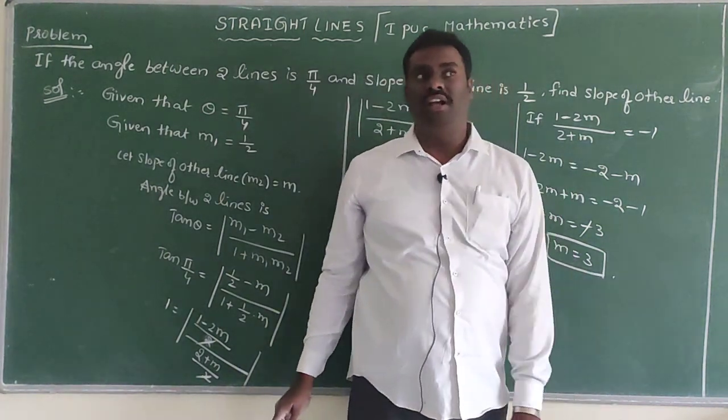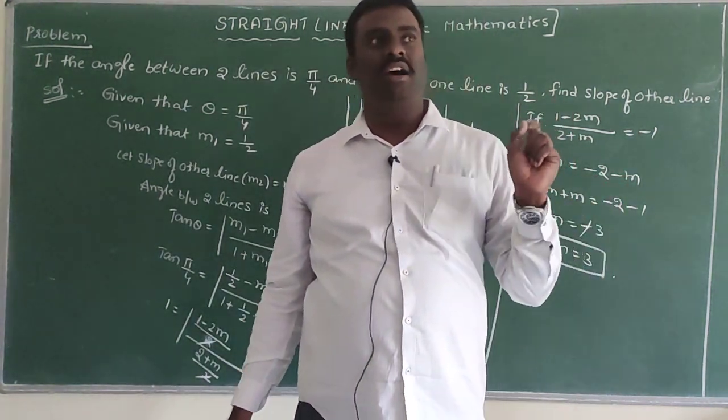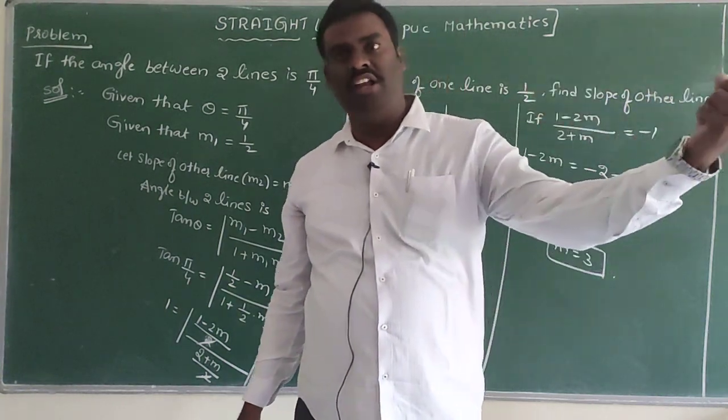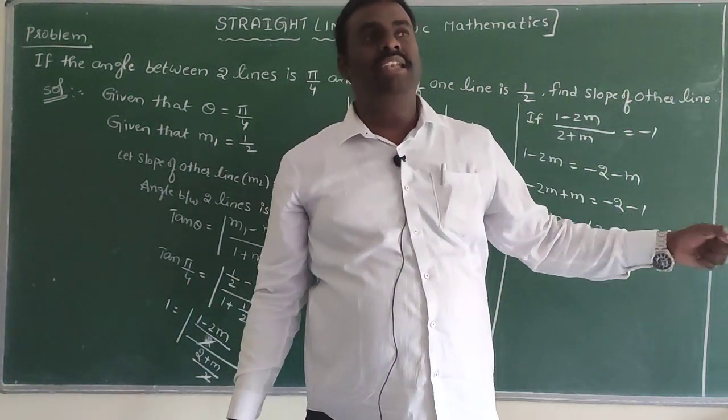So finally we got two values of m. Why? Because if you take plus, you will get one value. If you take minus, you will get another value.